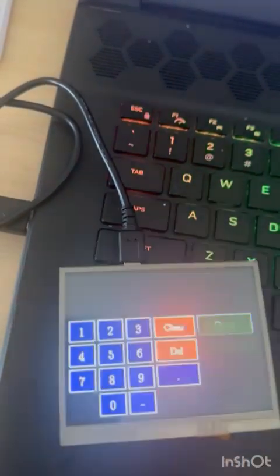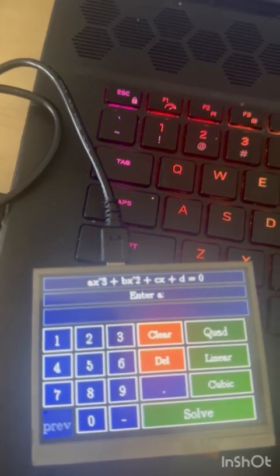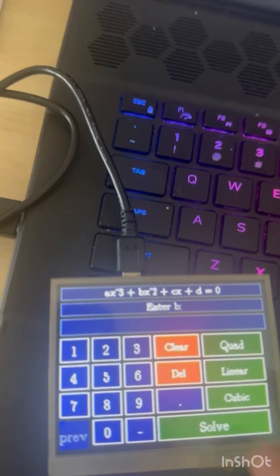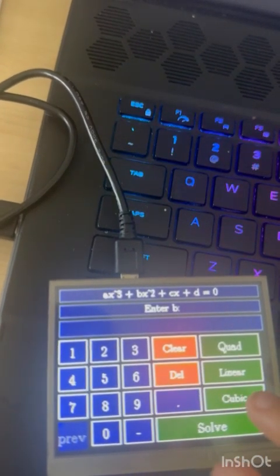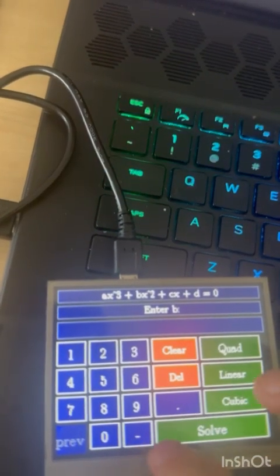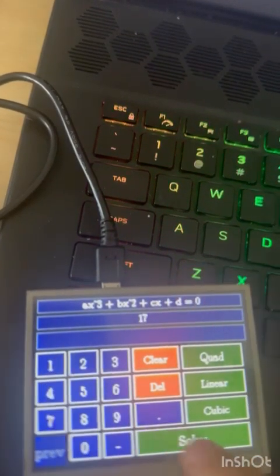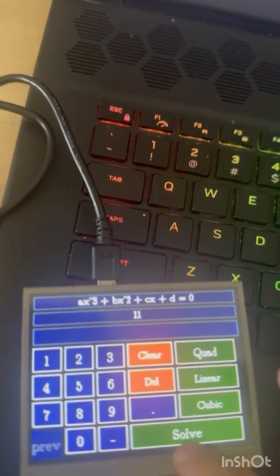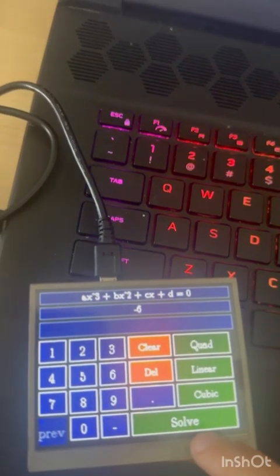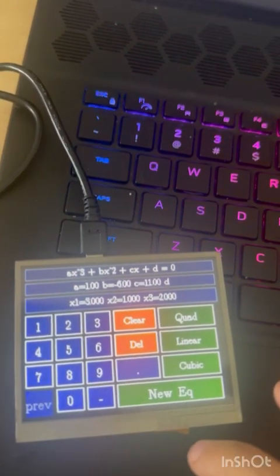Next one we have the equation solver, like quadratic, linear, cubic. For cubic we will go for the same example that we used in the previous experiment. The real poles will be 1, 2 and 3. So you can see x1, x2 and x3 are real poles.